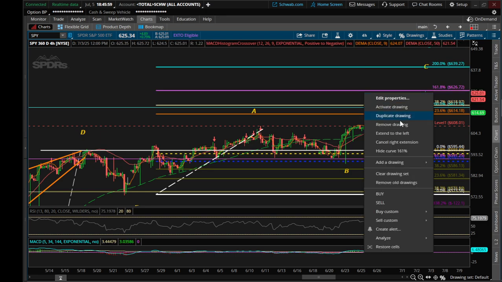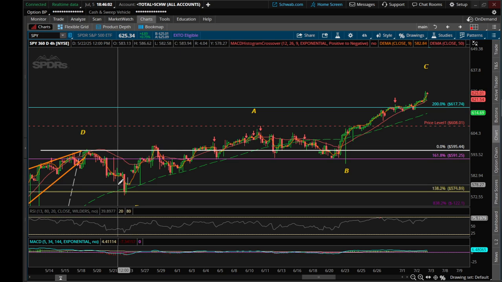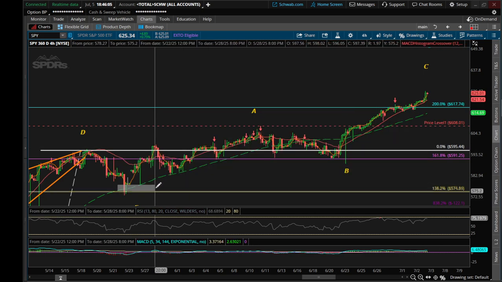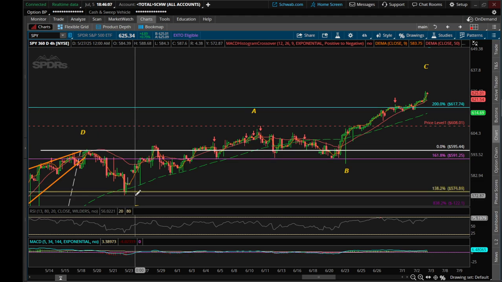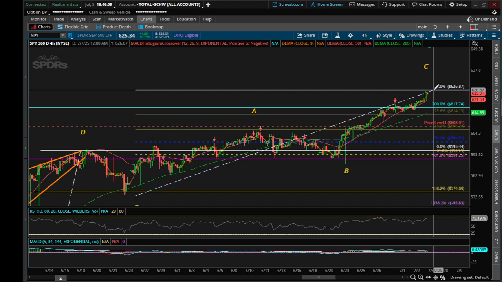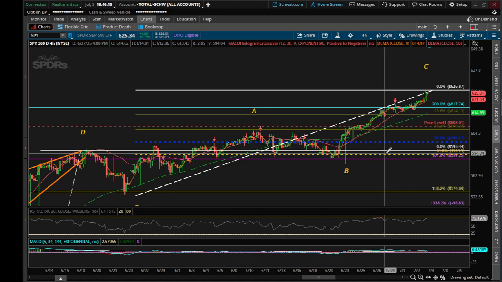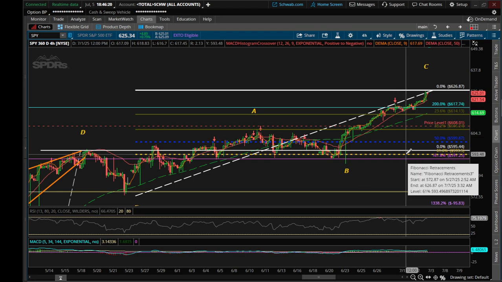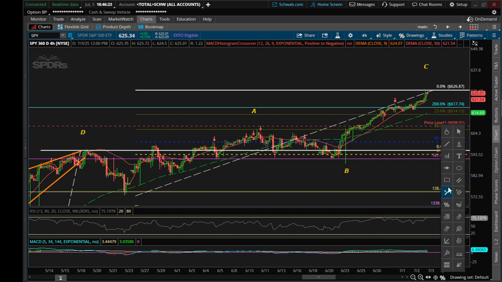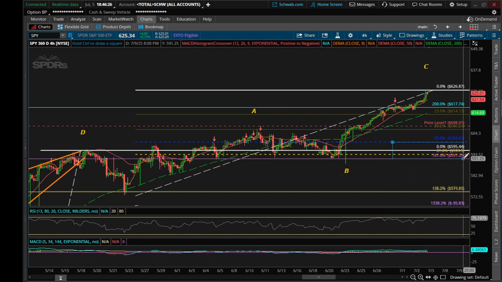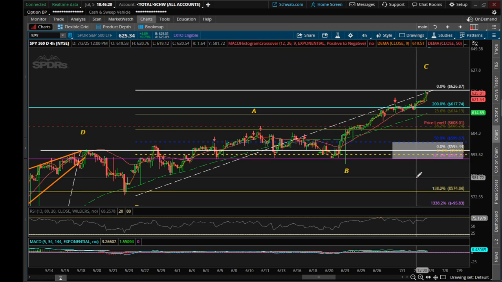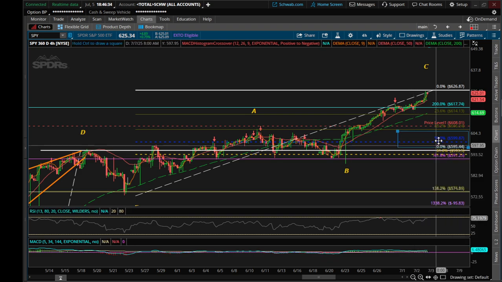So let's get that in the works from this move. Let's correct that move. And my 50 and 61 are here at the 600 level and 593. I'm just going to put a rectangular zone there. Okay. Oh wait, I said it was going to be a shallow correction. Sorry. 23 to 38, that's going to be here.